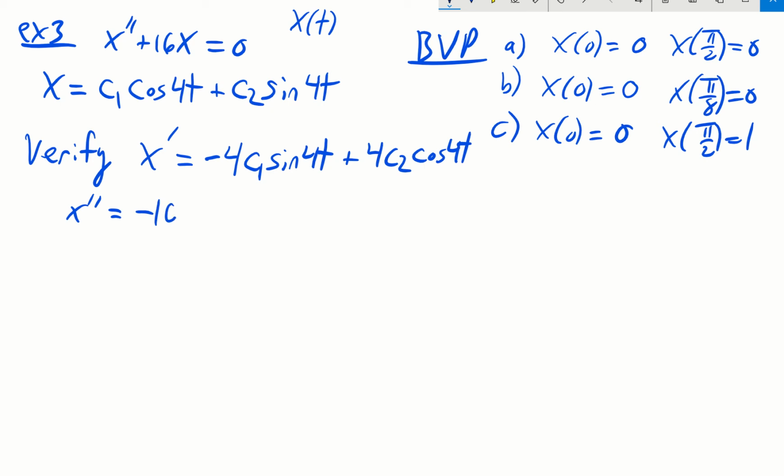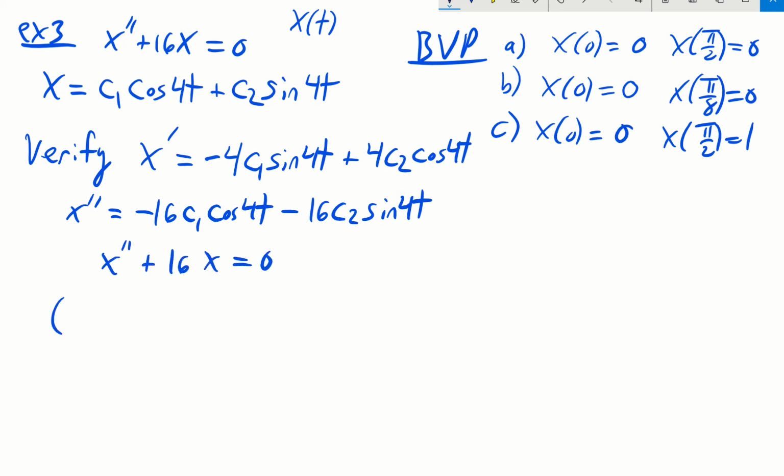This will give us a negative 16 c1 cosine 4t, and then this will give us a minus 16 c2 sine 4t. So that's our second derivative. Let's verify that this satisfies the ODE. Again, it was x double prime plus 16x equal to 0. So we're going to take our second derivative.